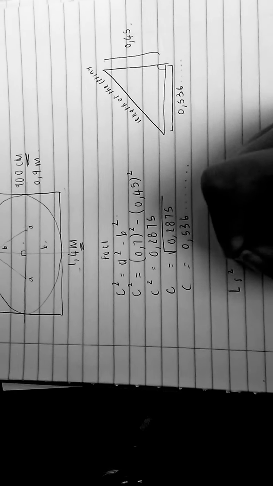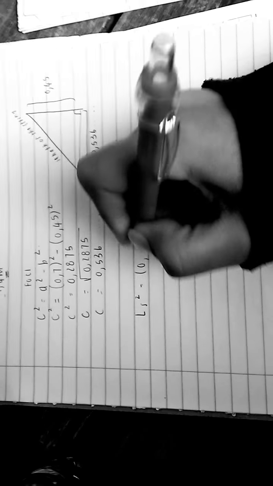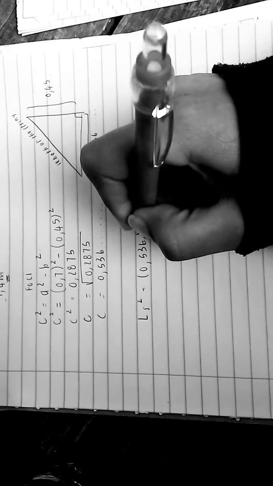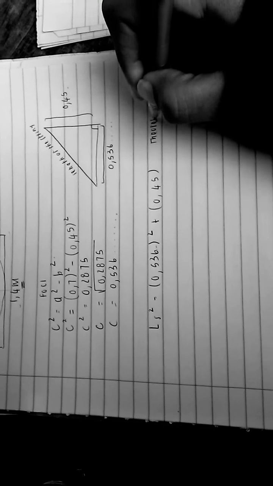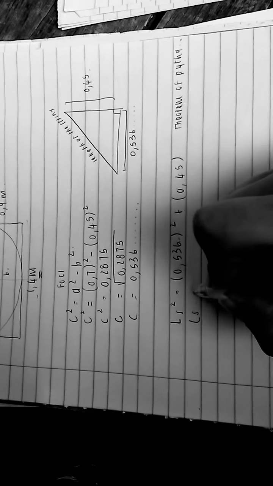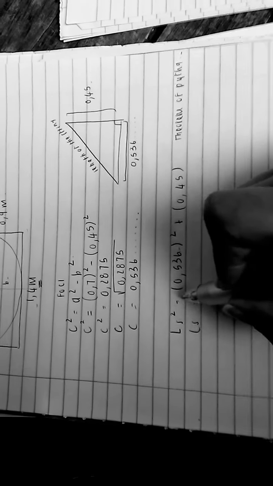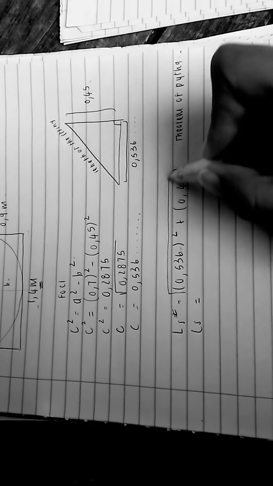So let's say the length of the string squared is equal to 0.536... squared plus 0.45 squared. And the reason we do this is the theorem of Pythagoras. If we work this out, RS is equal to, if you just do this whole thing, take that squared away and square root it, we would get an answer of 0.7. So that length that we worked out there is 0.7.